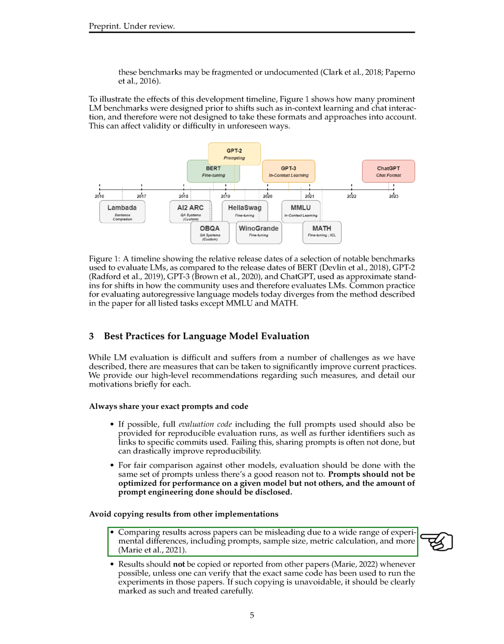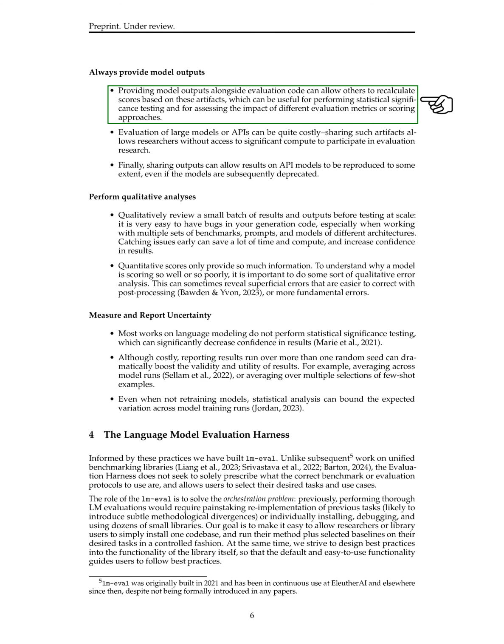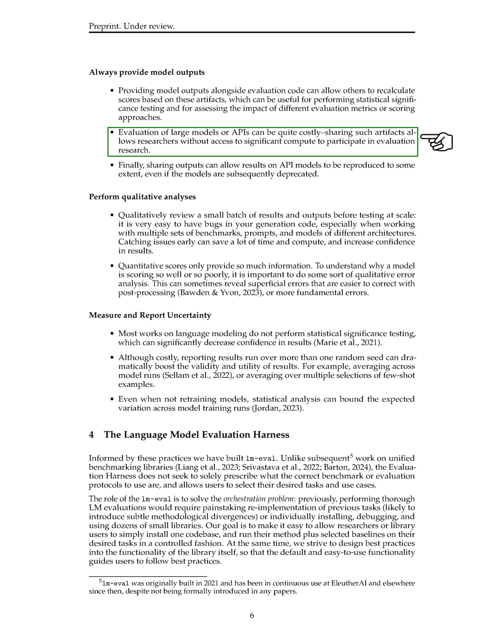Avoiding the direct replication of results from other studies is important because experimental differences, such as prompts, sample sizes, and metric calculations, can lead to misleading comparisons. If it is necessary to replicate results from other papers, it should be clearly stated and handled with caution. Providing model outputs along with evaluation code enables others to verify scores, conduct statistical tests, and explore different evaluation metrics. Sharing outputs is particularly beneficial for researchers who may not have access to extensive computational resources.